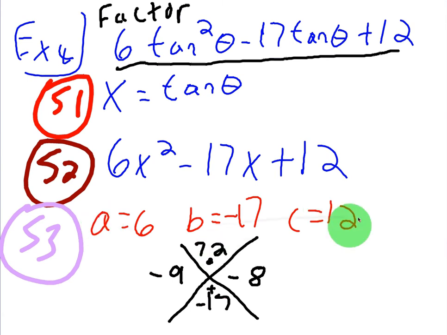You're going to put a times c on top. 6 times 12 is 72. B on bottom, negative 17. We need two numbers that multiply to give you the top, 72, and add to give you the bottom, negative 17. We're going to put negative 9 and negative 8 on the right, since negative 9 times negative 8 is 72, and negative 9 plus negative 8 is negative 17. We are now going to factor our expression using these sides of the x.